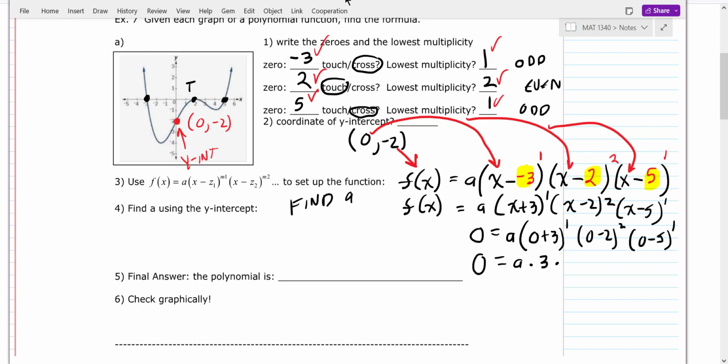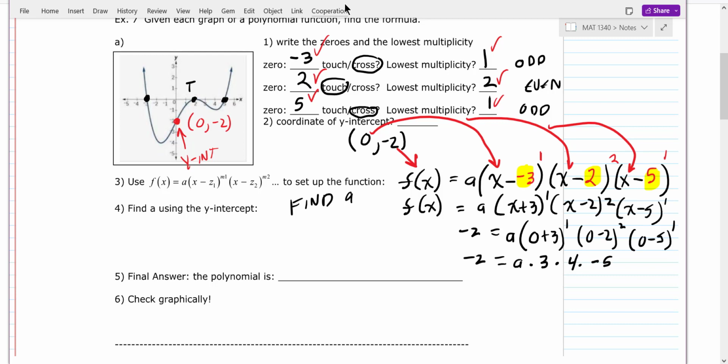You have -2 to the second. What's -2 to the second? +4. You got to be careful about that. And then you have -5 to the first. So that's -5. Okay, so you got 3 times 4 times -5 like that. Now here, I did something really bad. I don't know if anybody noticed, but see how I said plug -2 in for f of x? I don't know why I wrote a 0 there. That should be a -2. Okay, that goes there. Sorry about that. I just happened to catch that now.